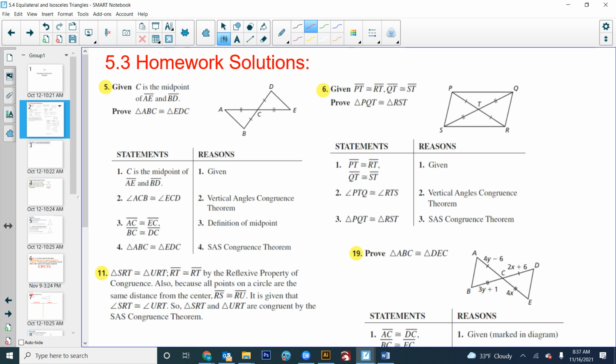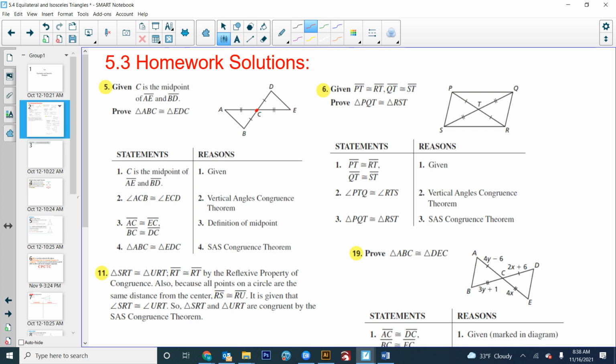Two congruent segments. So in that proof tips page, if you still have that in your notebook, if you want to bookmark it, if you're given a midpoint, you're going to have two congruent sides, which gives us a pair of S's in SAS, doesn't it? So as soon as you see C's the midpoint, here's what I do.